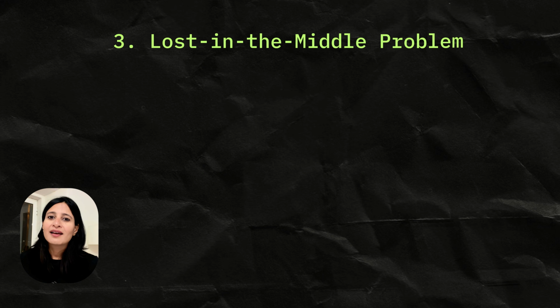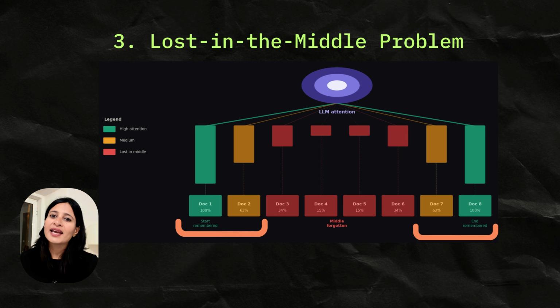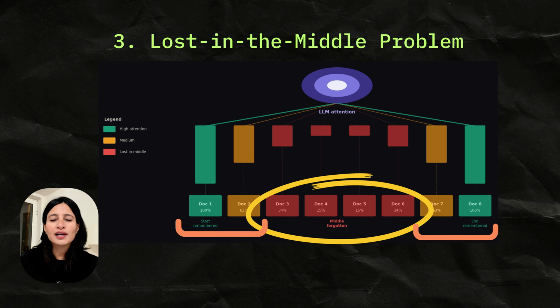And then there is the lost in the middle problem. This one is highly underrated. Research has shown that LLMs don't actually pay equal attention to everything in a long context. Information buried in the middle gets relatively ignored. So your million token window is not as powerful as it sounds. The model still gravitates towards what is at the start and at the end.